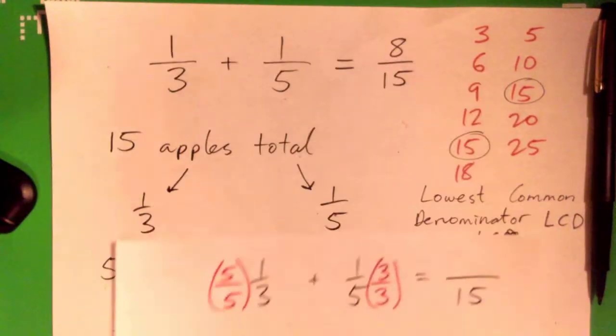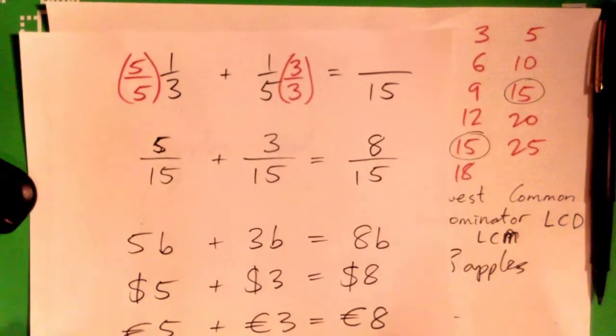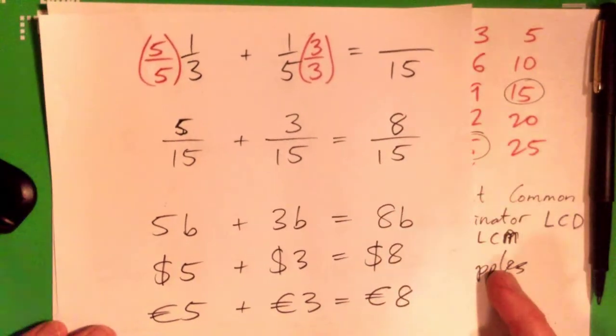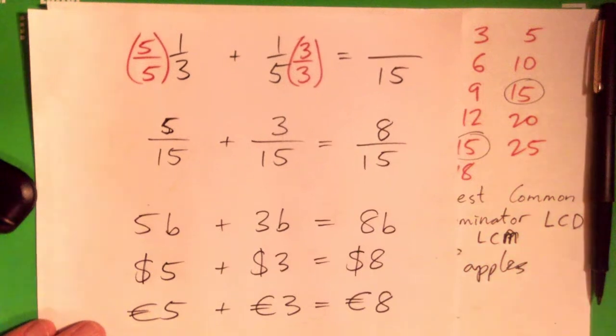So now we solved it with apples. We solved it with math. We went over lowest common multiple and we beat it to death. Let's do another one.